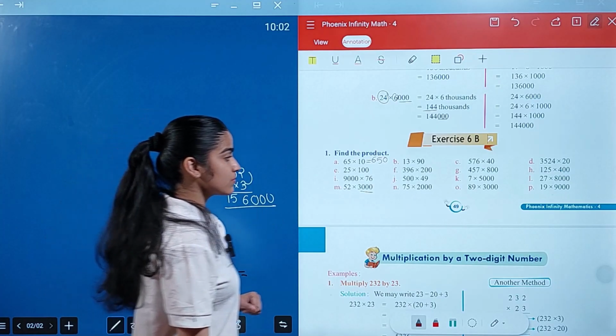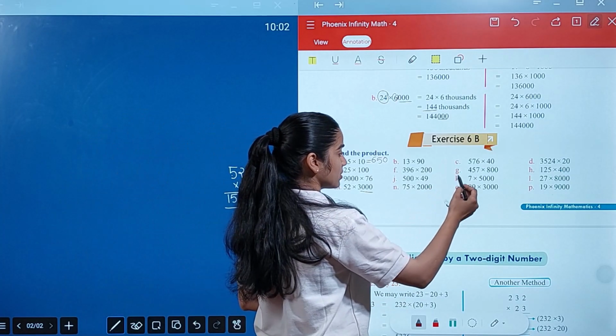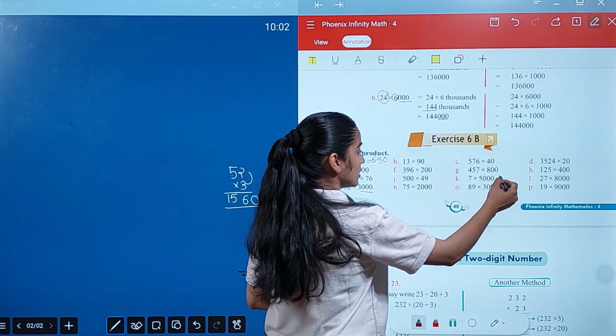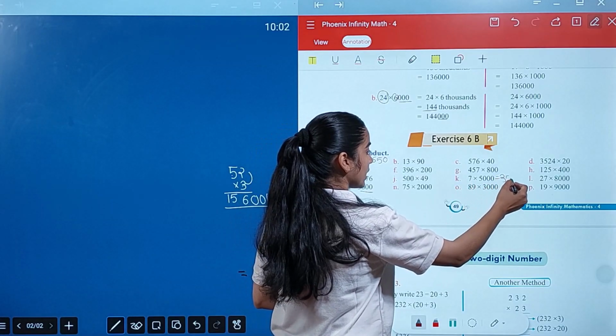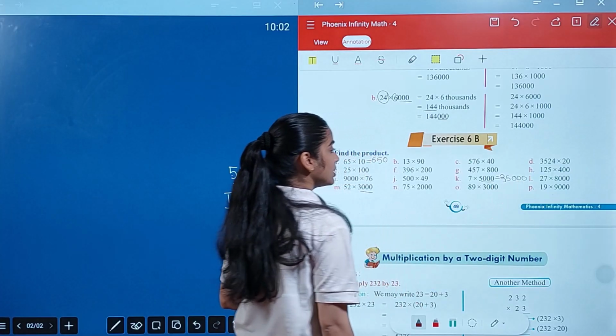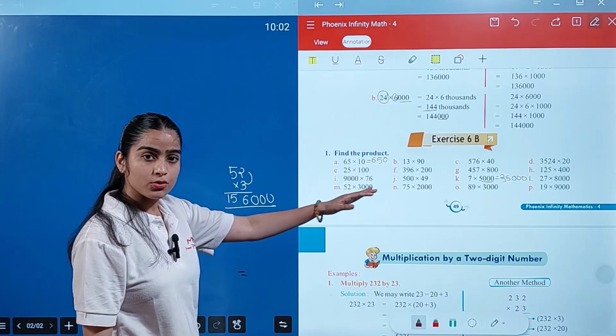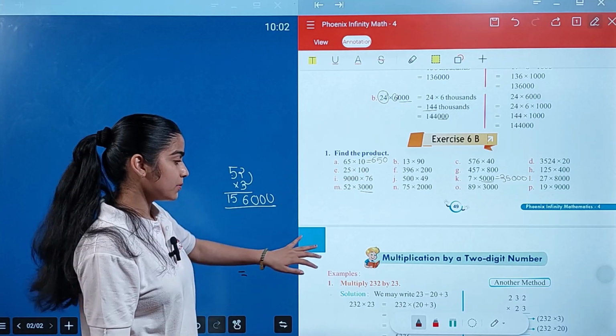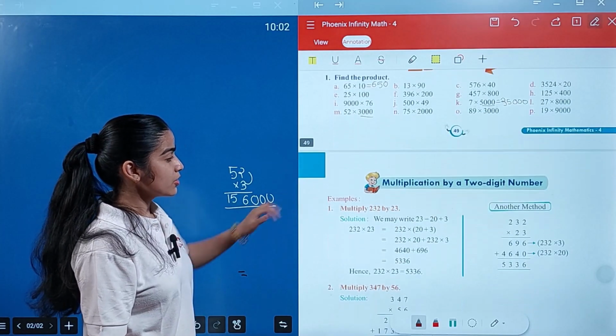Next we have 7 multiplied by 5,000. So 7 multiplied by 5 is 35. And then you have to add 3 zeros as they are. Similarly, you have to do the rest of the questions as I do, by repeating the same method which is used by me.